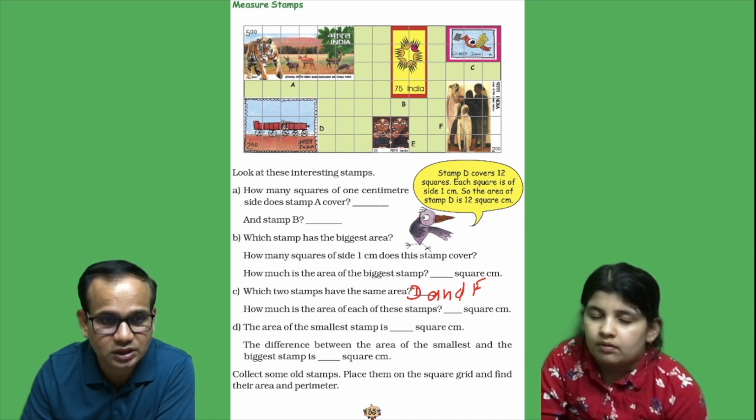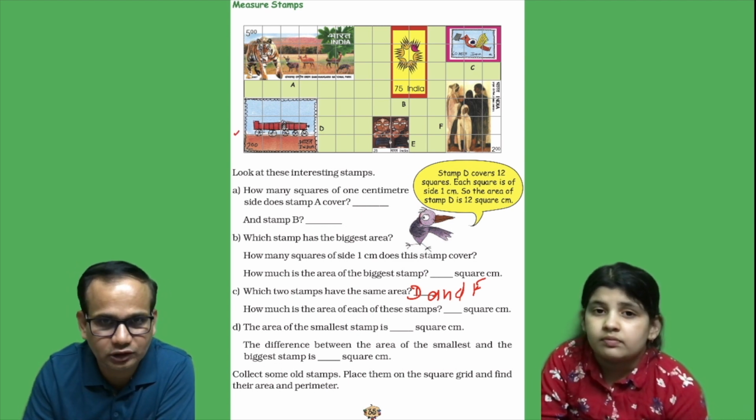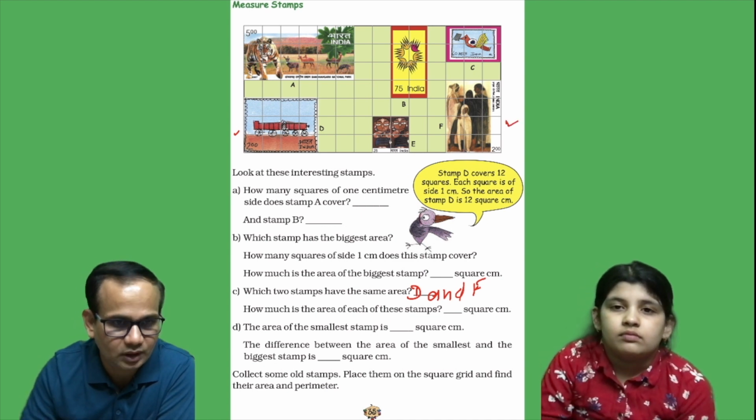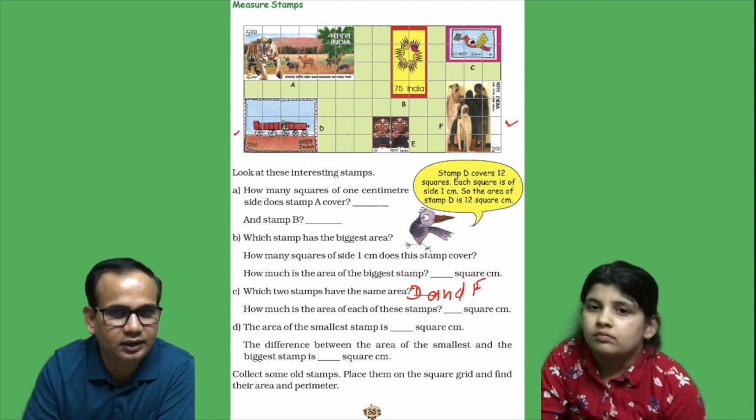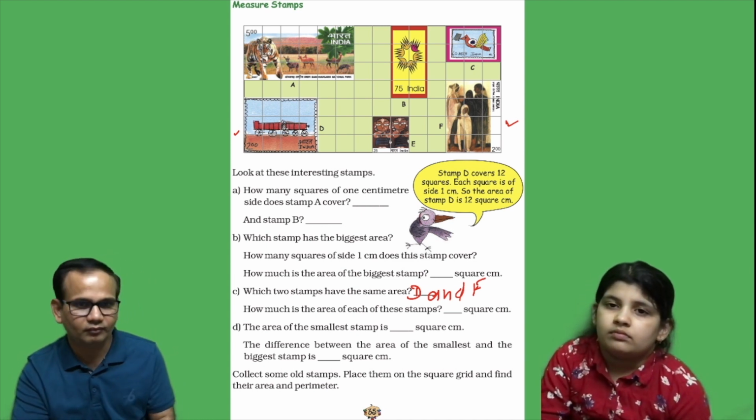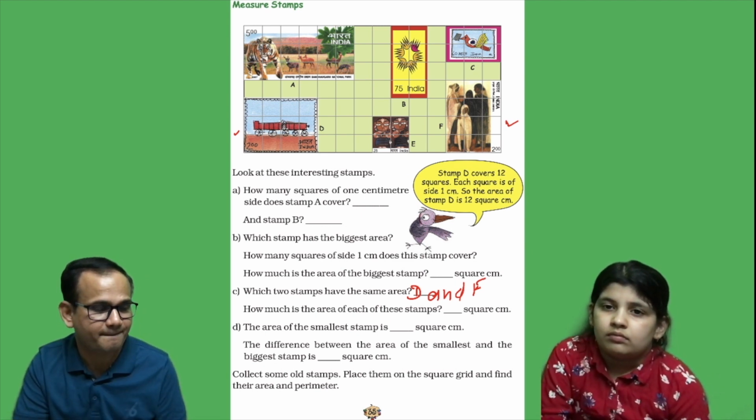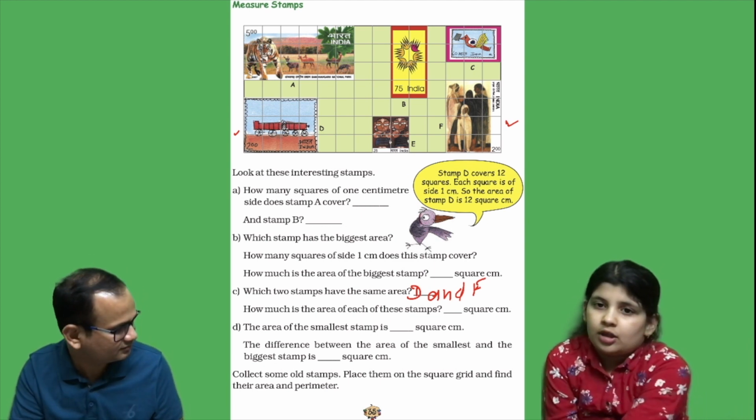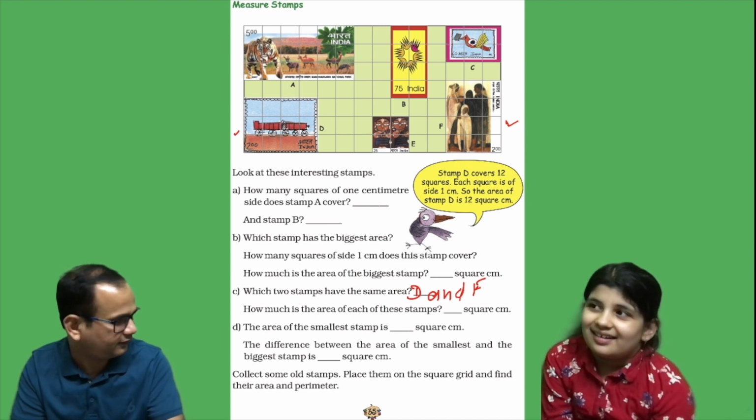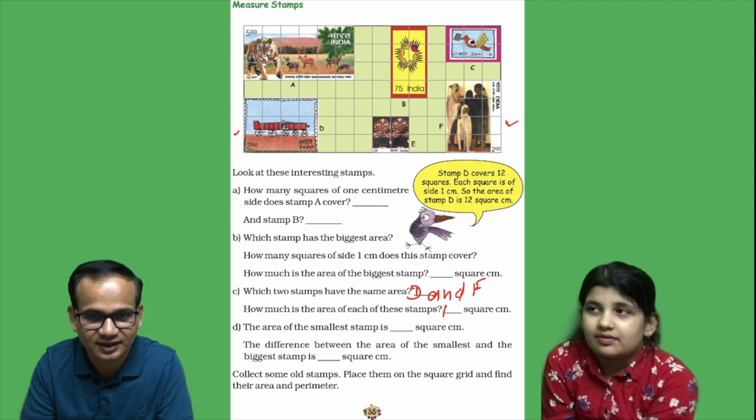Now the next question is, how much is the area of each of these stamps? You already told me these two stamps have the same area. Which two stamps have the same area? D and F. D and F have the same area. But how much is the area? 12 centimeter. 12 square centimeter. That's the correct answer.